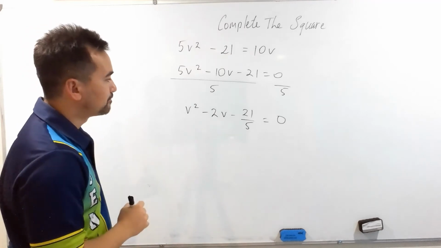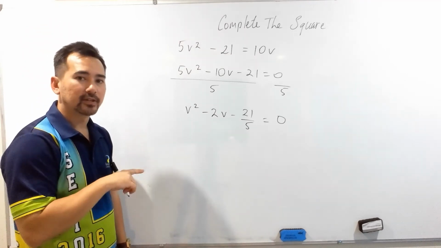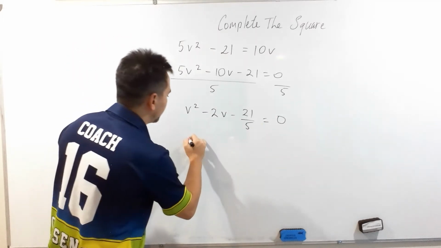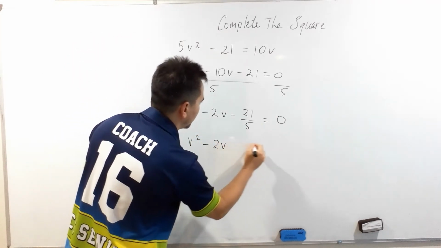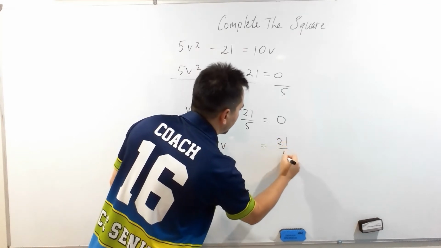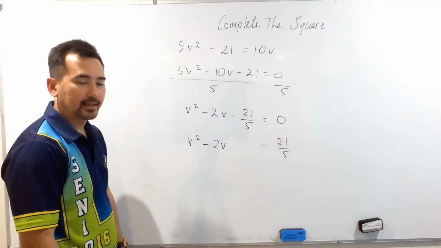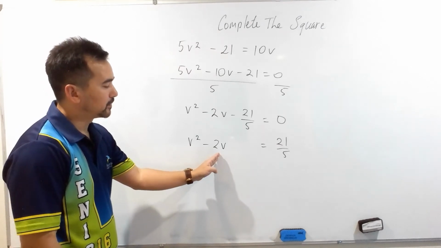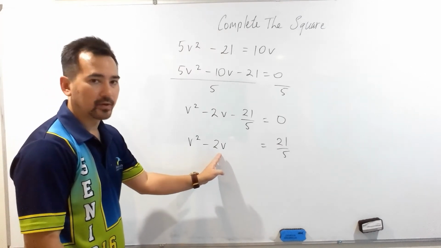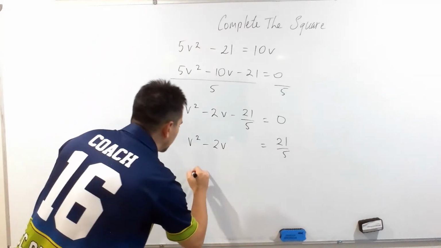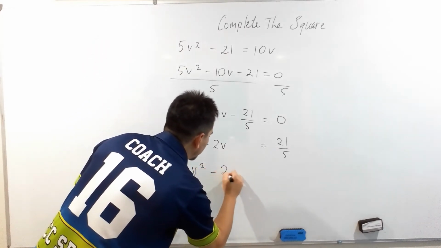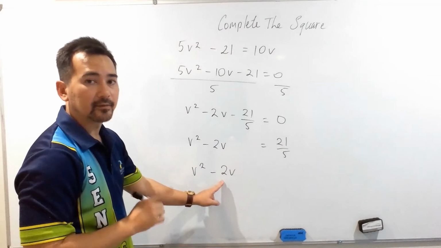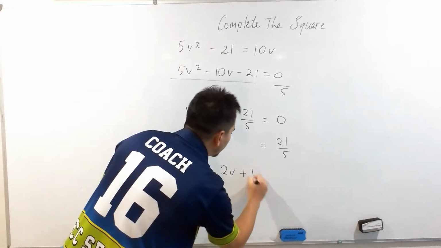And then as the process for completing the square goes, we're going to move the constant over to the other side. And then remember to take half of this expression, and we're going to square it, place it over here. So v squared, take away 2v. Half of negative 2 is negative 1, but negative 1 squared is a positive 1.